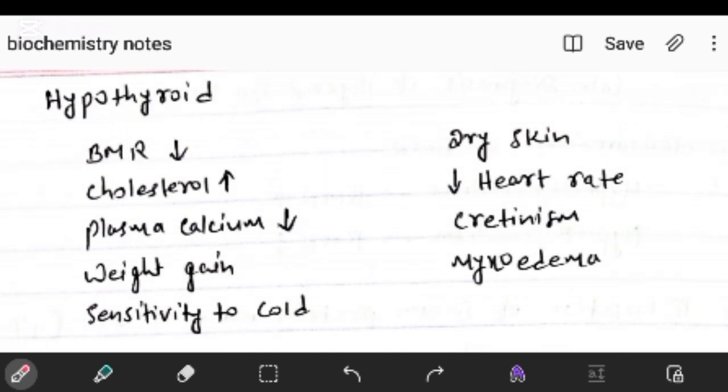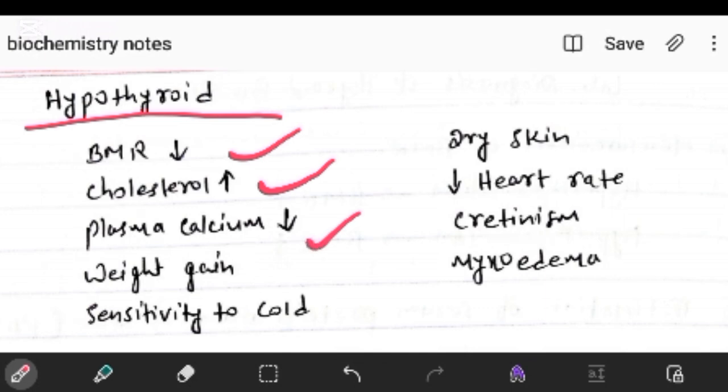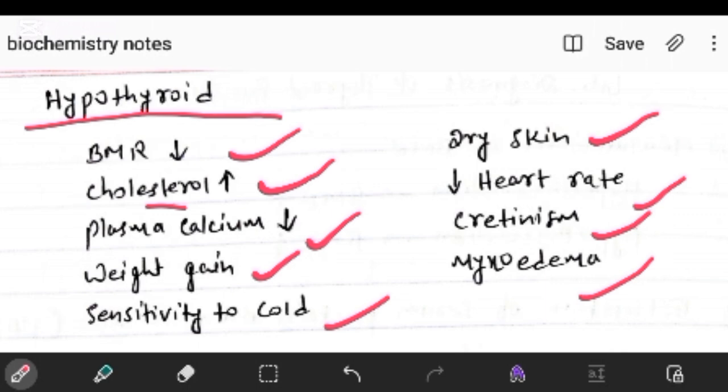In hypothyroidism, BMR decreases, cholesterol increases, plasma calcium decreases, there is weight gain, sensitivity to cold, dry skin, decreased heart rate, cretinism, myxoedema. In hypothyroidism, cholesterol increases and plasma calcium decreases.